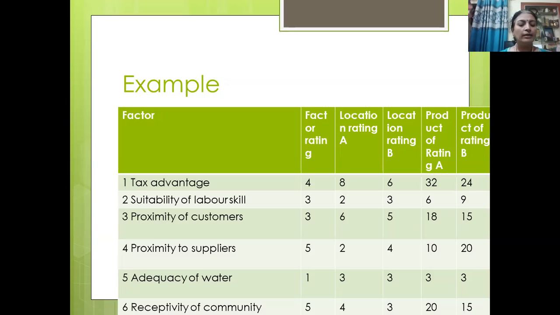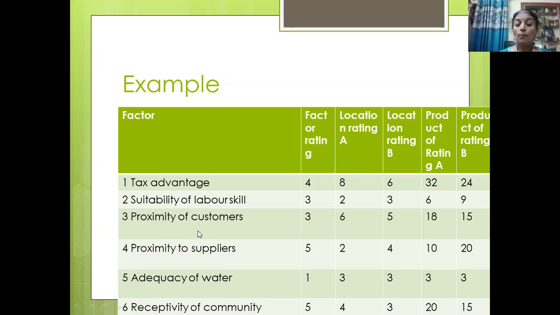In the same way, think of the suitability of labor skill. Here, the factor rating is 3 and location rating for A is 2. 3 into 2, that is 6, is written here in product rating A. And for location B, the rating is 3. So if you multiply them, 3 into 3 is 9 for product rating B.